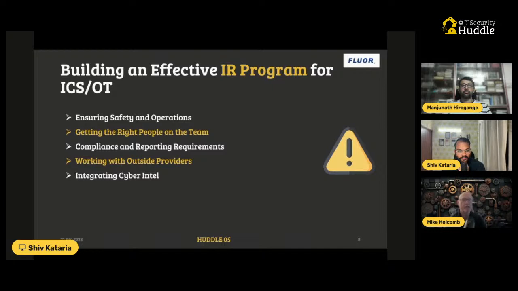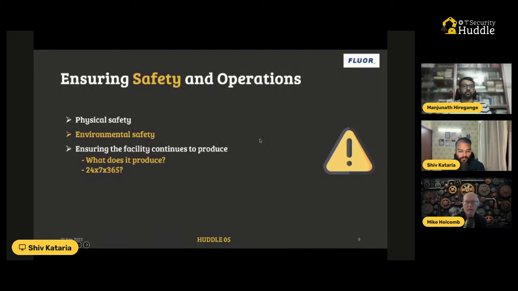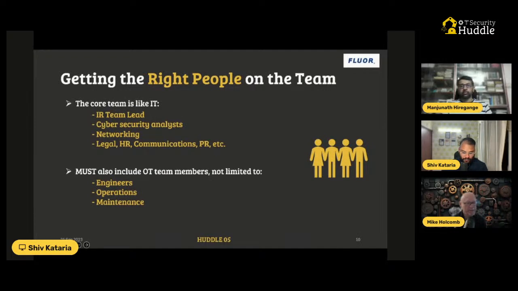To do those things, we have to have the right people in the room. So if we go to the next slide, let's go into a little more detail. We have to focus on physical safety, environmental safety, and then operations. If you ever suspect there's a danger or a risk to physical and environmental safety, you shut down the facility. If there's ever a question.